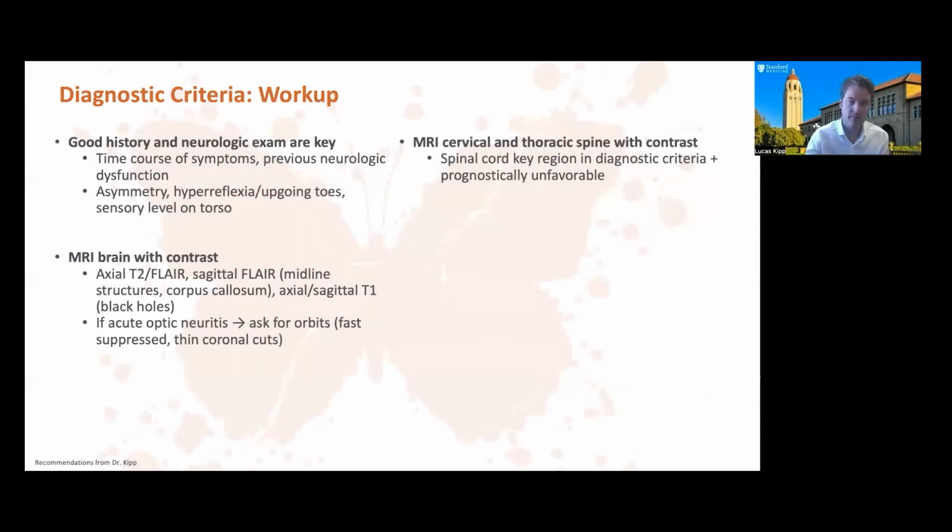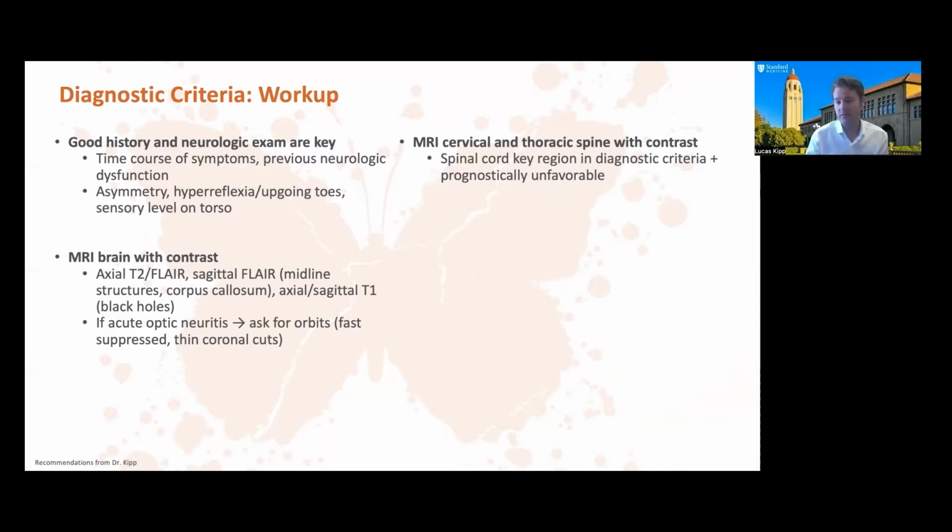So key parts of our diagnostic workup: good history and exam, trying to find that right time course, using your exam to try to find objective evidence that what they're telling us actually happened, using MRIs to then try to show dissemination in time and space if we can't get to the diagnosis just clinically. And I would tell you, always do an MRI of the cervical and thoracic spine, even if they don't have any symptoms attributable to it, because that region is implicated to help make the diagnosis.